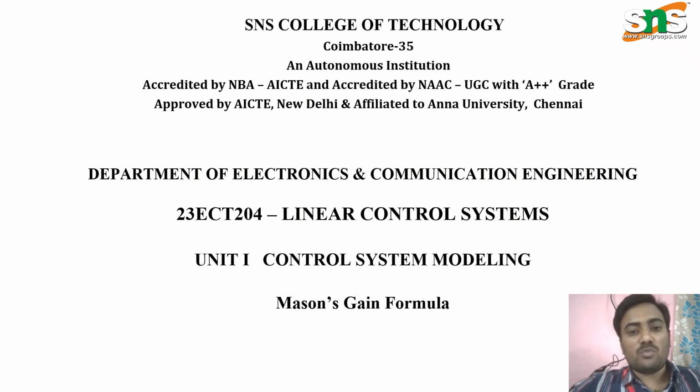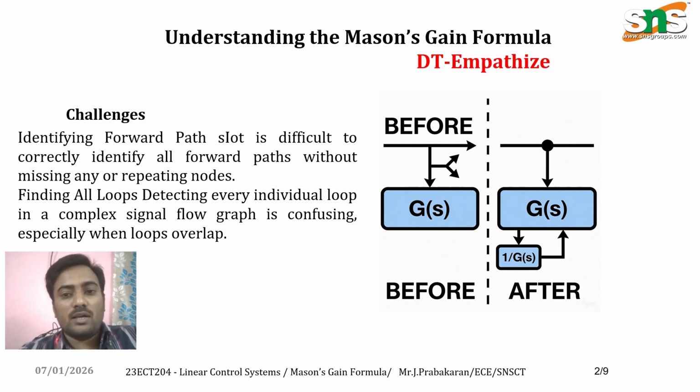In this lecture video, I am going to discuss the topic Mason's gain formula from Unit 1, that is control system modeling, from the subject Linear Control System. Let us discuss. Mason's gain formula is an important method used to find the overall transfer function of a system represented using a signal flow graph. This method is especially useful when systems become complex and difficult to simplify using block diagram reduction.